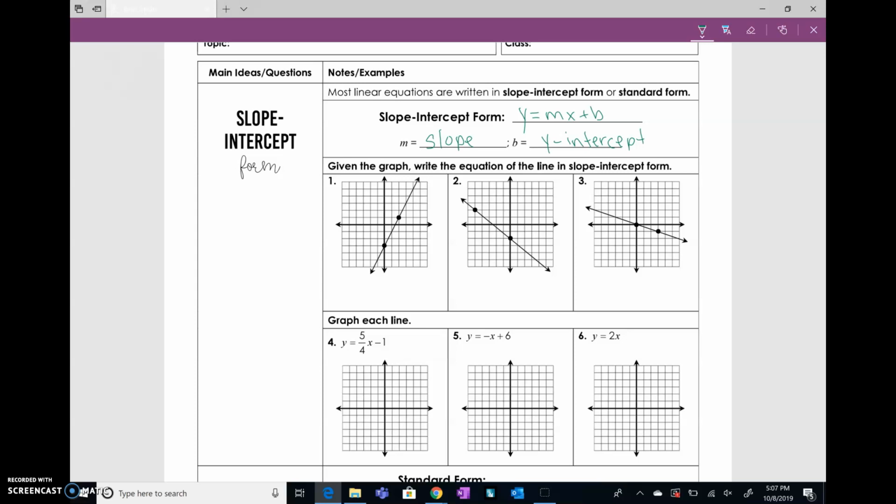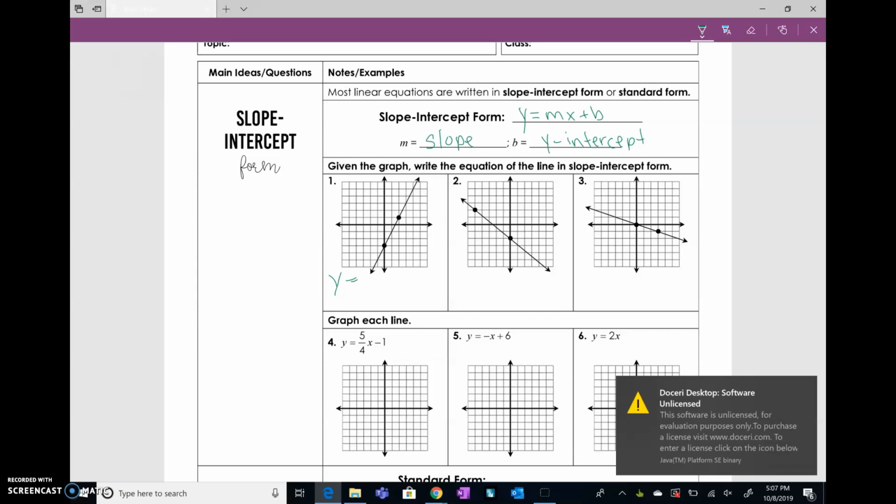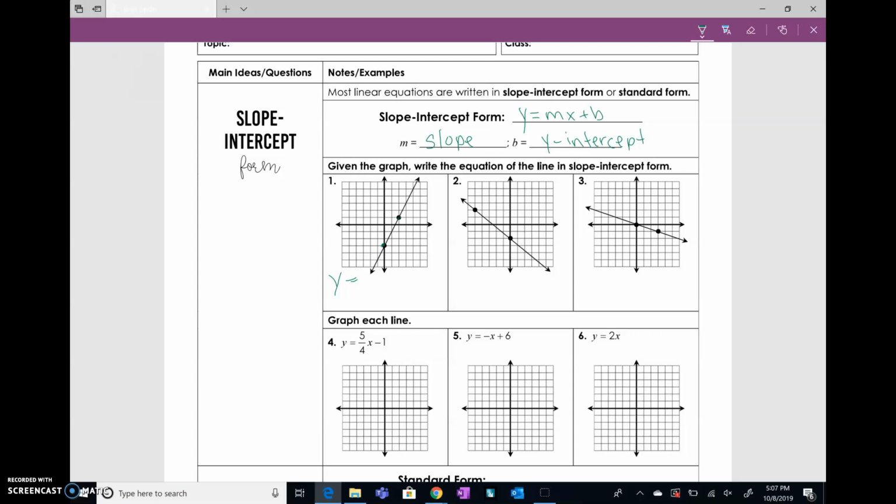For the first one, you're going to write y equals, and then we have to find the slope and the y-intercept. For the slope, you pick 2 points. They have them labeled there. You're going to count 1, 2, 3, 4 over 2. So the slope is up 4 to the right 2, and 4 divided by 2 is 2. So you're going to write y = 2x, because that's the slope.